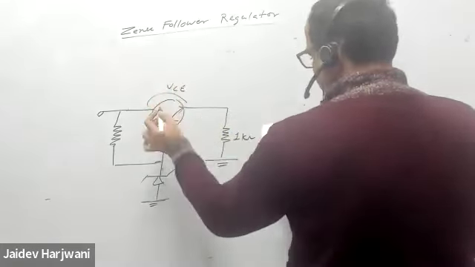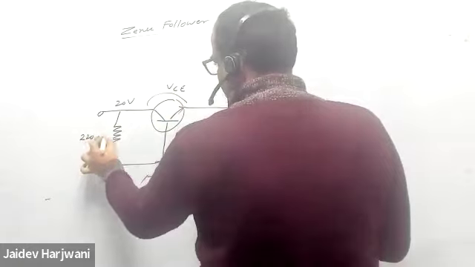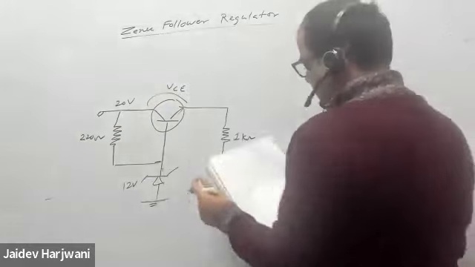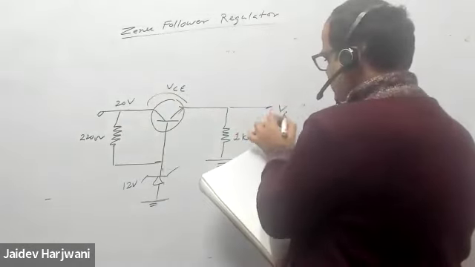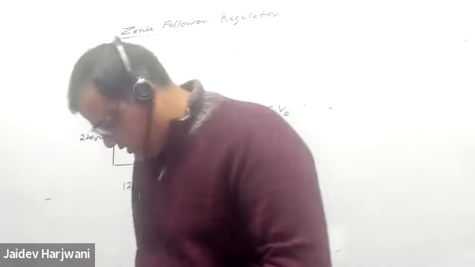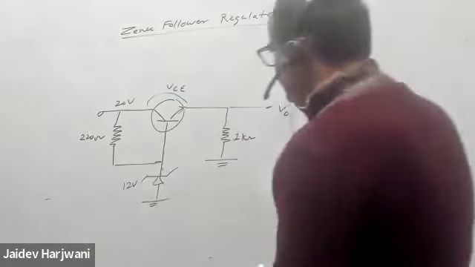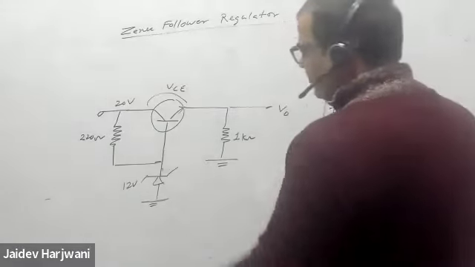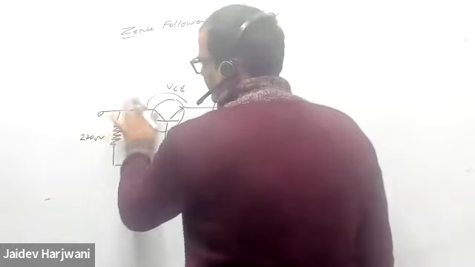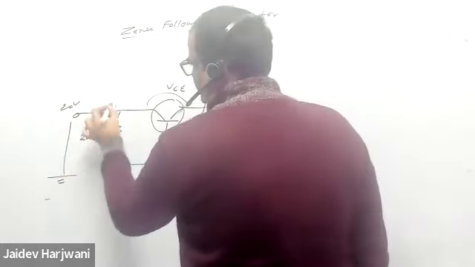20 volt. This is 220 ohm. This is 12 volt. And you want to find the V naught. Let us find V naught. Again the same thing. First you have to check whether this zener is on or off. This 20 volt is coming from the input, so this is 20 volt automatically.